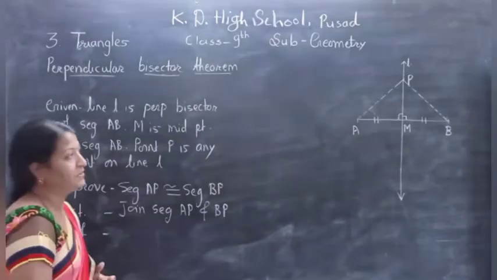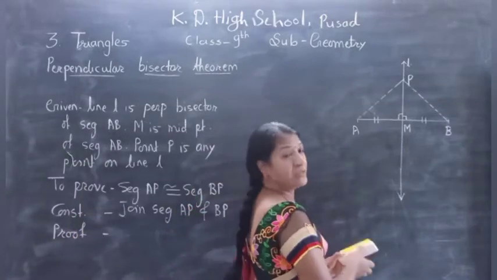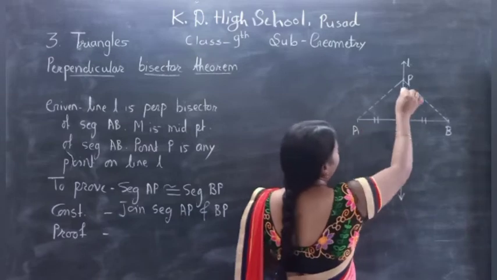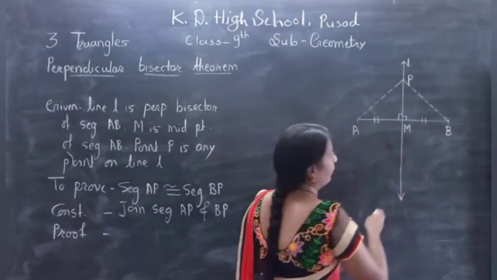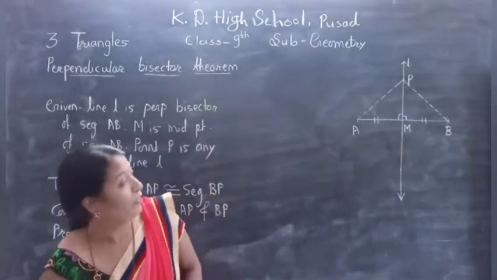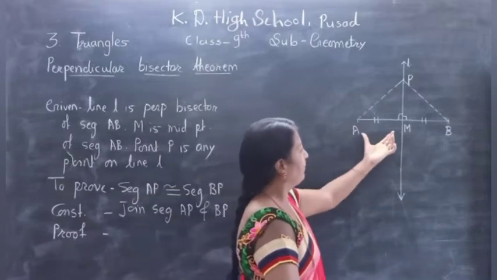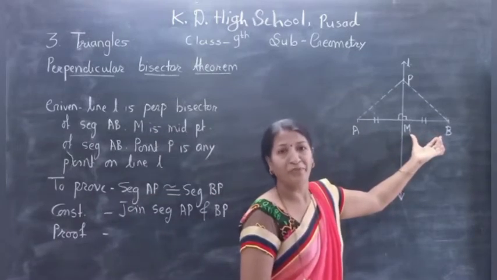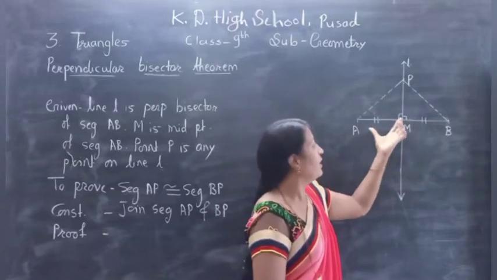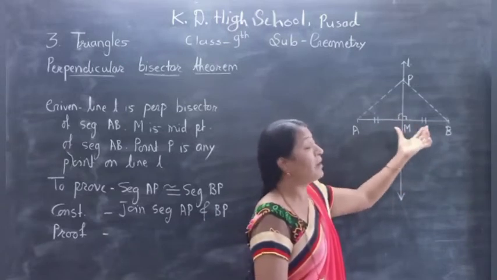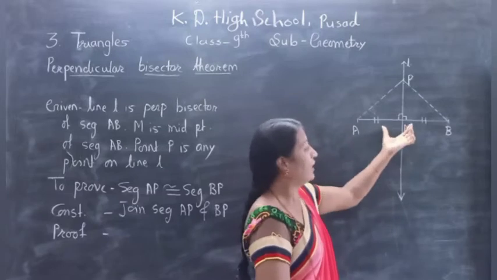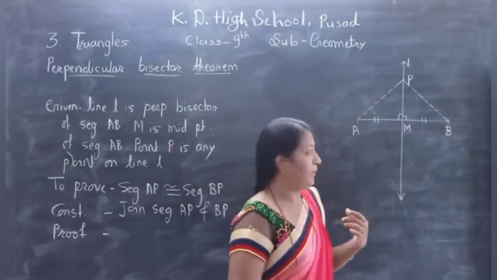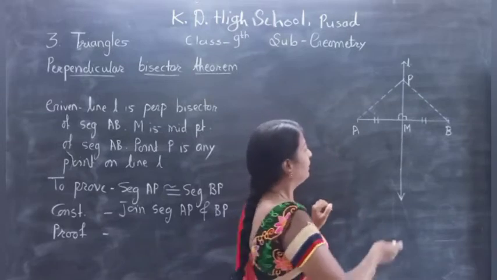First of all, consider triangle PMA and triangle PMB. Now in these two triangles, we observe that segment AM is congruent to segment BM. M is the midpoint of the segment, and that's why these two segments AM and BM are congruent. That is the given. Given that M is the midpoint of segment AB. Our first statement.